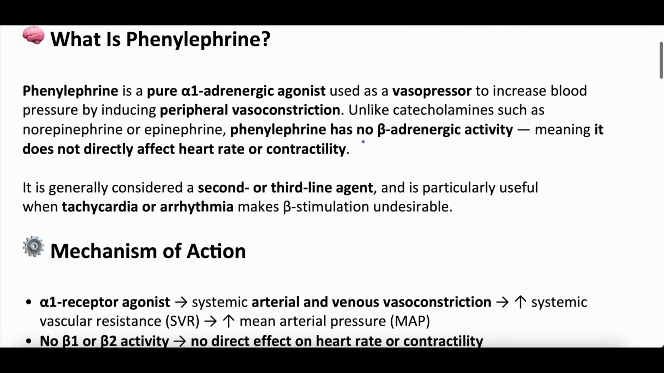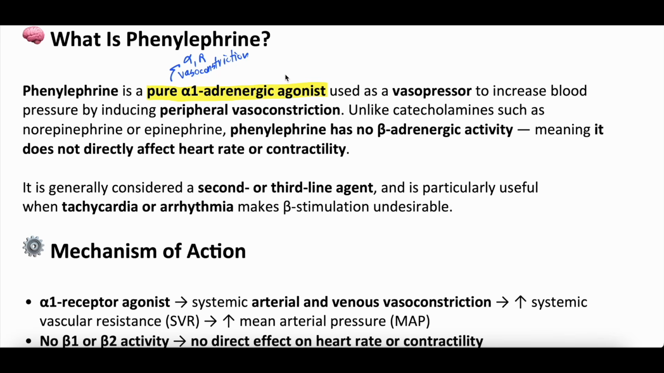Phenylephrine. What is phenylephrine? Well, phenylephrine is a pure alpha 1 adrenergic agonist. Let's dissect that a little bit. So pure alpha 1. So this only acts on alpha 1 receptors. And alpha 1 receptors are in blood vessels and they cause vasoconstriction. And we're going to talk more about that later on in the video.